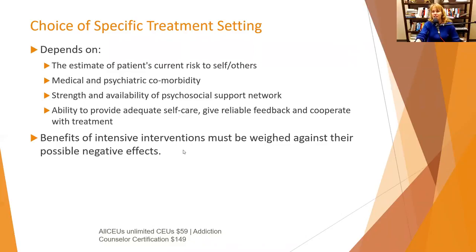Benefits of intensive interventions must be weighed against their possible negative effects, such as having the person feel like they've lost their independence, the stigma associated with going into residential, the issue of I've got kids that I need somebody to take care of, the impact it will have on their finances, the impact it may have on their job. There are a lot of impacts that are going to happen if Jim Bob is suddenly not there for 30 to 60 days.